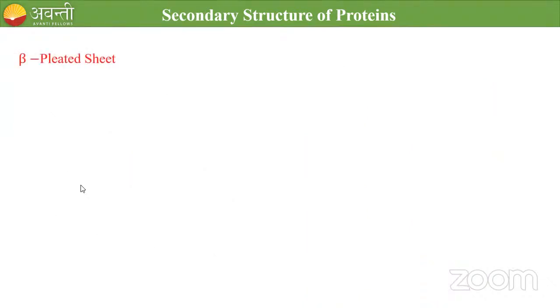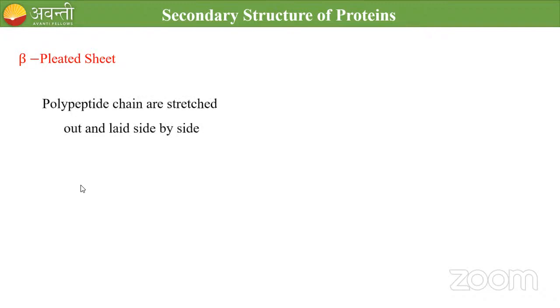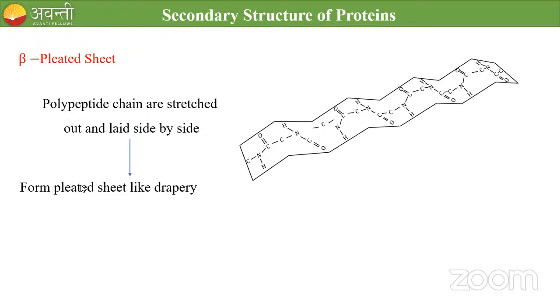Now the second is the beta pleated sheet. So what is a beta pleated sheet? Polypeptide chains are stretched out and laid side by side. I will show you the structure. And they form a pleated sheet like a drapery.